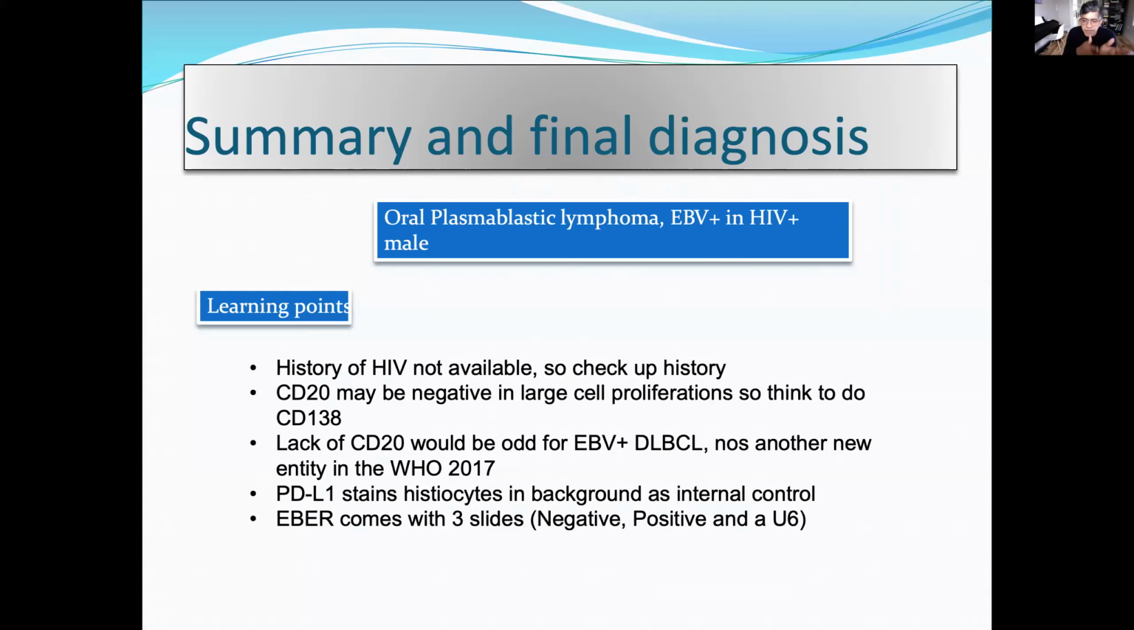And when you do EBV RNA in situ, it comes with 3 slides. You have to look at the negative control. You have a positive control, like you do in immunohistochemistry, and you have a U6, which is a control for the RNA itself. Since all RNA have a poly A tail, you put a probe against the poly A tail to make sure that the tissue of interest actually has intact RNA when you do the RNA in situ. So that's why you need to remember this point.